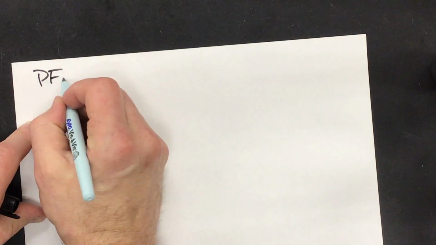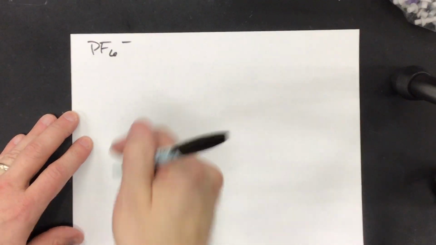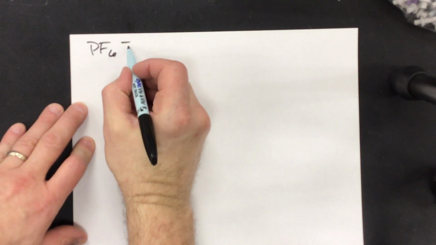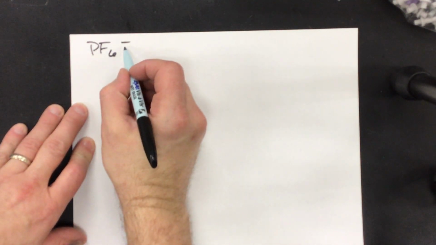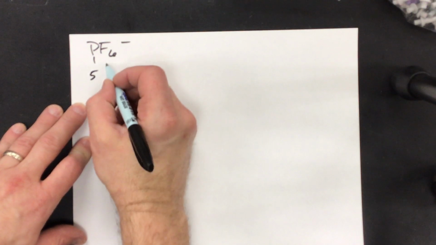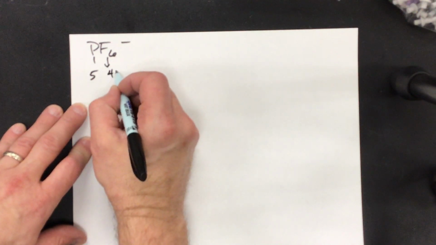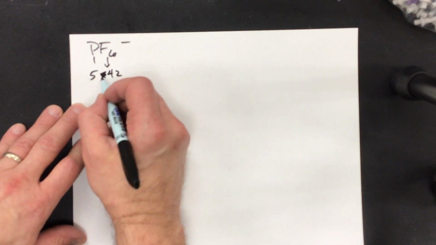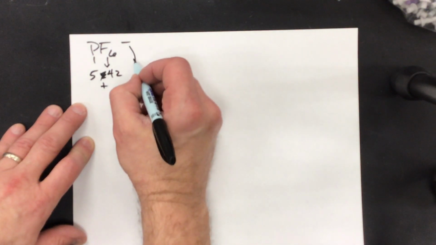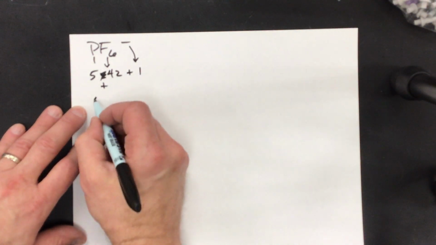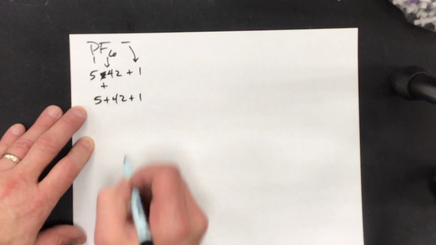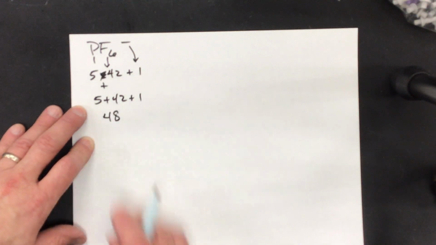PF6 minus. What does a negative sign do or a positive sign? That influences the total number of electrons. So remember, if it's negative, you're going to add. If it's positive, you're going to subtract. So phosphorus has 5. 6 fluorines make 42 because it's in group 7. Whoops, not multiply, but plus. And then the extra electron means we add 1. So it's 5 plus 42 plus 1, and that's going to give us 48 electrons total.